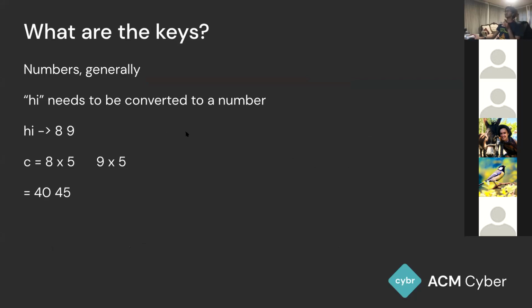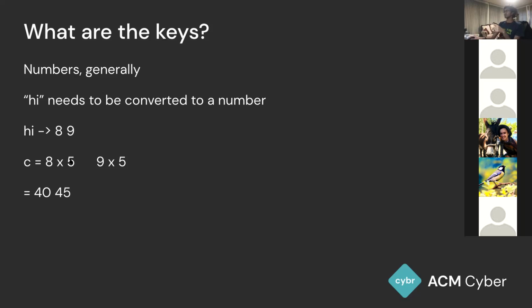Now, what exactly is a key? Well, to put it simply, keys are numbers generally. And what you do with it is you cross it with your message to get out the ciphertext. And this would depend on the encryption scheme. So as a very basic example, if we wanted to encrypt the word hi, first we need to convert it to a number. And let's just convert it to 8, 9, because H is the 8th letter in the alphabet and I is the 9th letter. Then what we can do to encrypt this, for example, is we can multiply each of those digits by 5. And then you'll get 40, 45.